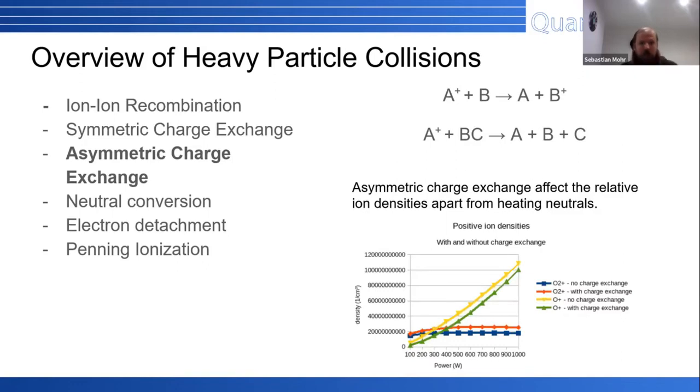You have charge exchange, both symmetric and asymmetric. Symmetric would be between an ion and its neutral counterpart, asymmetric between an ion and some other neutral. This can mix up your relative ion densities, which might be important for surface processes directly, in case different ions induce different reactions on the surface, but it might also indirectly influence electron density and electron temperature, because you get a different ion mean mass and therefore different diffusional losses.